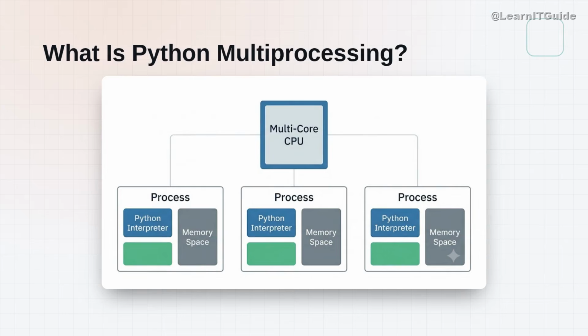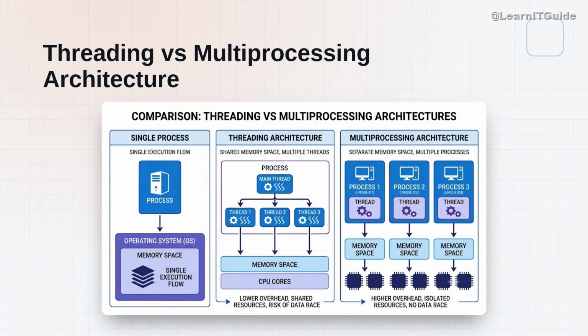What is Python multiprocessing? If threading is workers in the same office, multiprocessing is like hiring entirely separate companies. Each process gets its own memory space and its own Python interpreter. Because they are completely separate, they are not limited by the GIL. You can finally use all the cores on your server. The trade-off is that they cannot simply touch the same variables. They have to pass data through pipes or queues, which is slower but allows for true parallel number crunching.